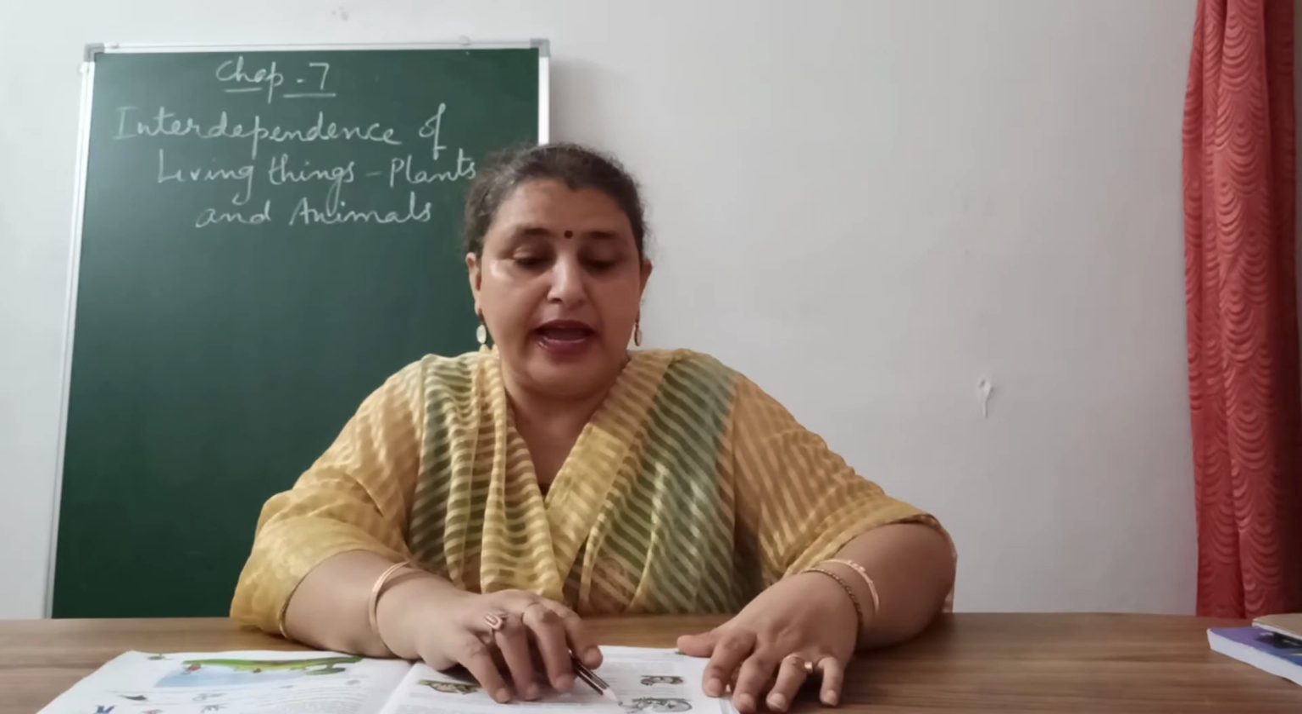Next heading is consumers. We have done producers. We said that the green plants are the producers, and what are the producers? Anything which prepares its own food is called a producer. We call them autotrophs also. Okay, so the next heading is animals as consumers.